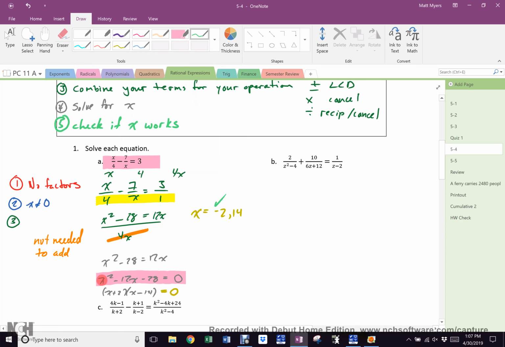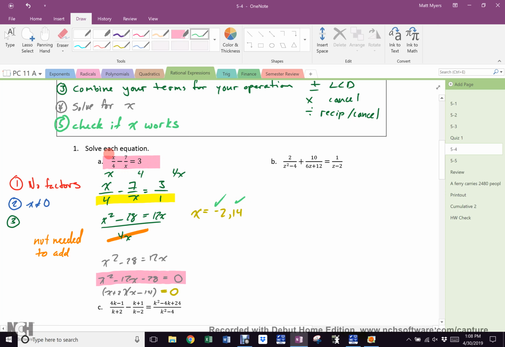What is 14 squared? 196. Exactly. What is 12 times 14? 168. 196 minus 168 is 28. Minus 28 is 0. So both those numbers are the answer to this equation.